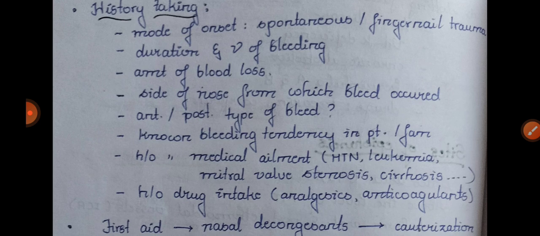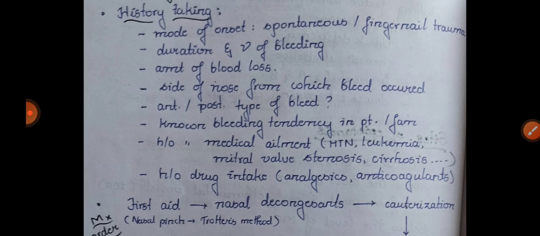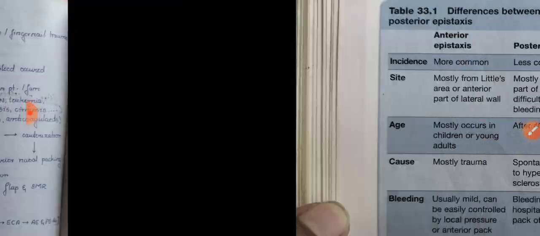Known bleeding tendency in the patient, like whether any family members have the same thing, history of a medical ailment like hypertension, leukemia, mitral valve stenosis and cirrhosis or liver disease. Okay, history of drug intake like analgesics and anticoagulants. We should ask all this, then we will get some history on how to treat.